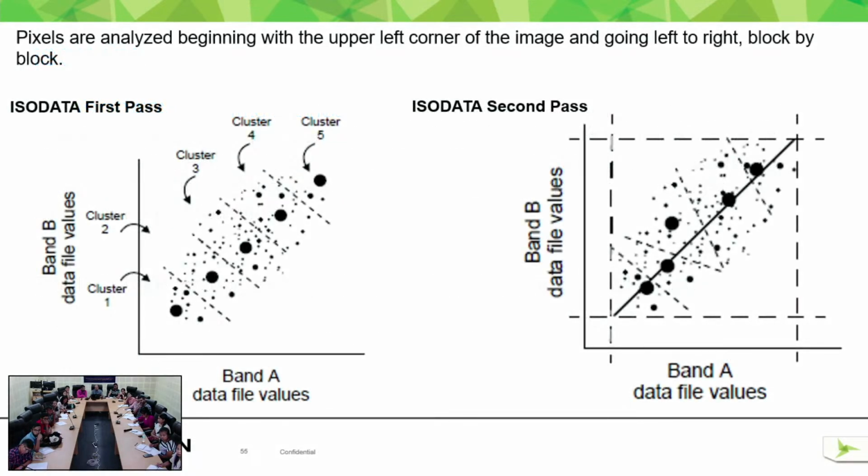And these are the two processes. Every time it runs an iteration process, and you can see the ISODATA first pass. In the first pass it will run this way, and in the second pass the line will go this way, a diagonal line will come. Here you can see the pixel mean, and based on that the pixel mean is shifting from here to here. So every time it runs the iteration process, and based on the pixel mean it groups the pixels.